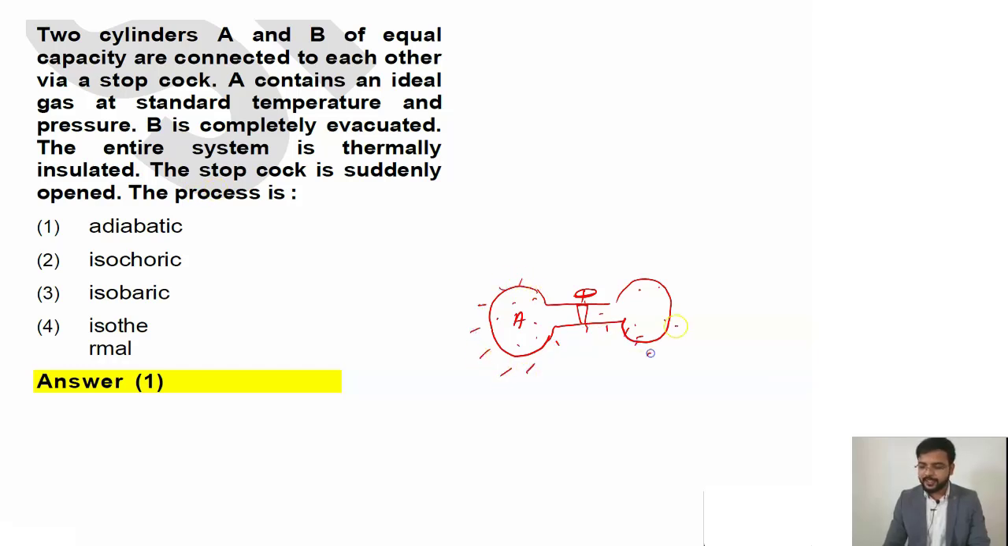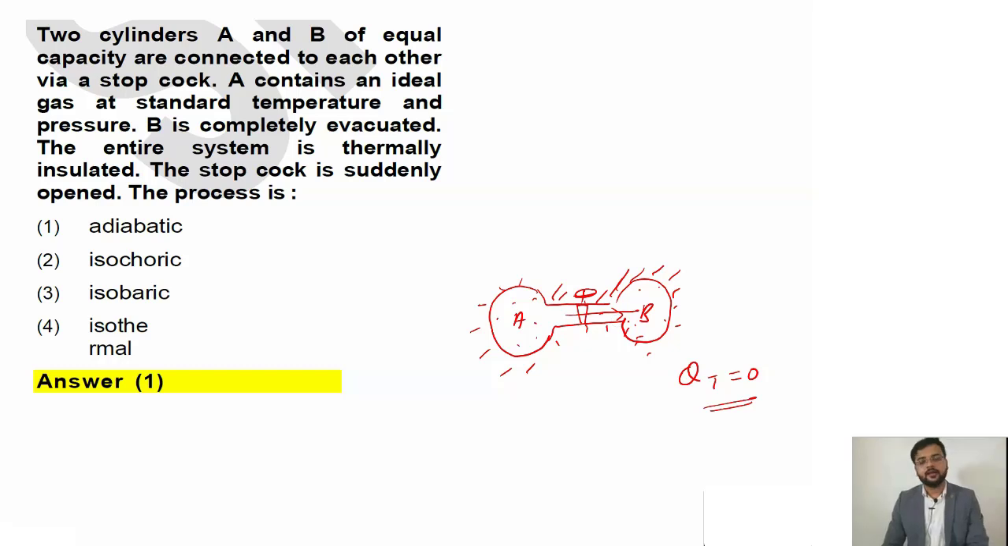So what is the meaning of thermally insulated over here? Thermally insulated means heat cannot be transferred. So heat transfer over here is 0. Okay, so if you open this stopper, then what will happen? This gas will start to flow inside the B container.